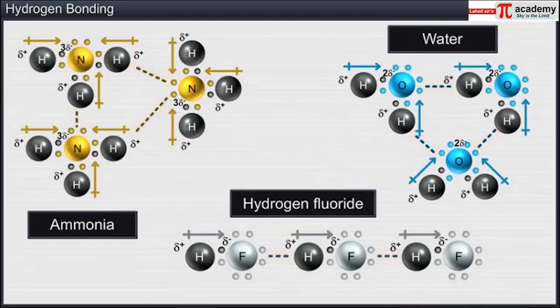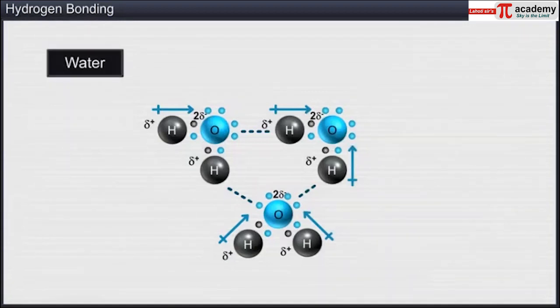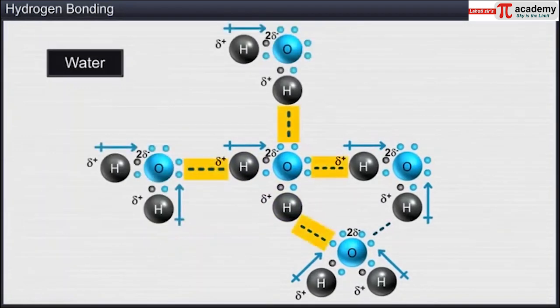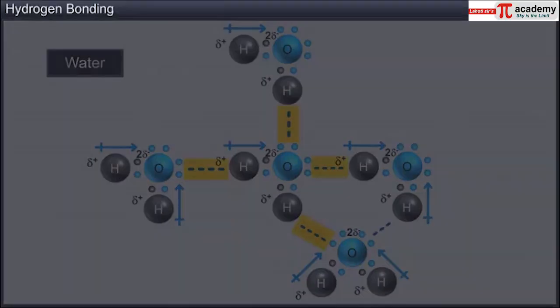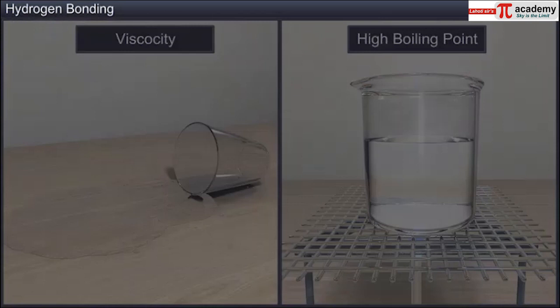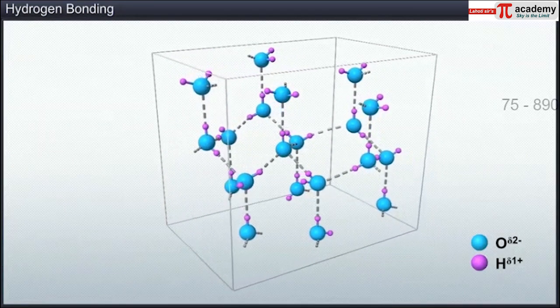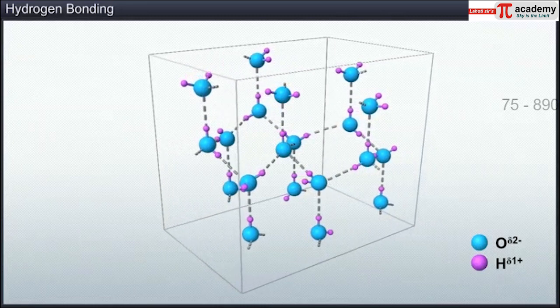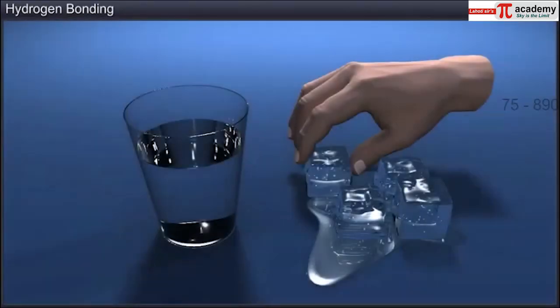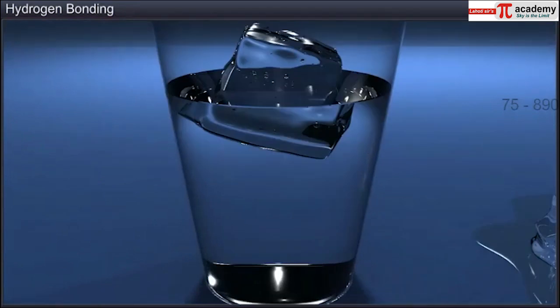The strength of hydrogen bonds varies based on the physical state of the compound. For example, in water, each molecule can form 4 hydrogen bonds, giving it its viscosity and high boiling point. In ice, the hydrogen bonds create an open, hexagonal lattice crystal structure, reducing the density of ice compared to water at the same temperature. This is why ice floats on water.